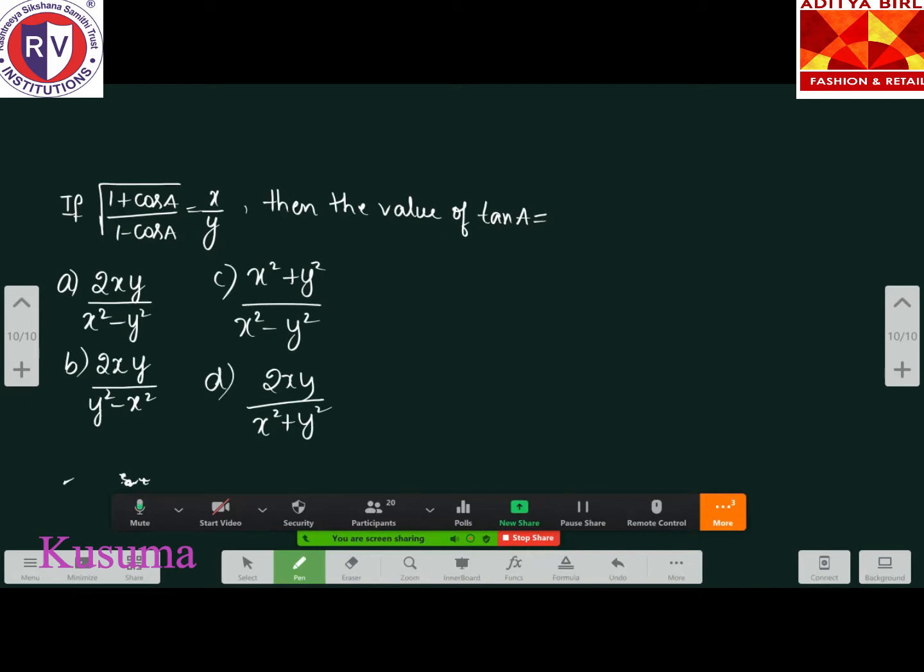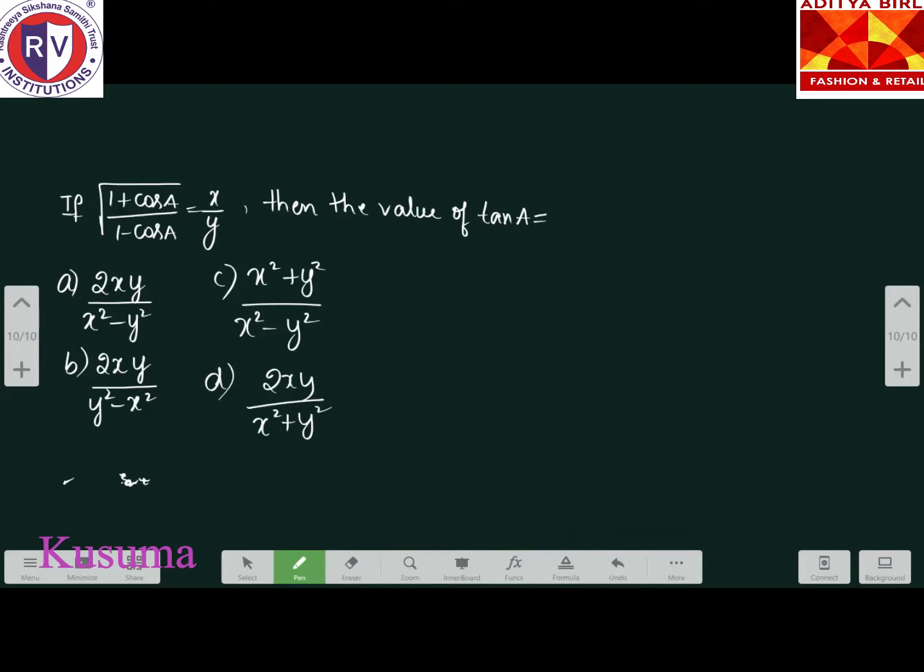These are all the questions that had appeared in your previous papers. Okay. So let us see the solution.